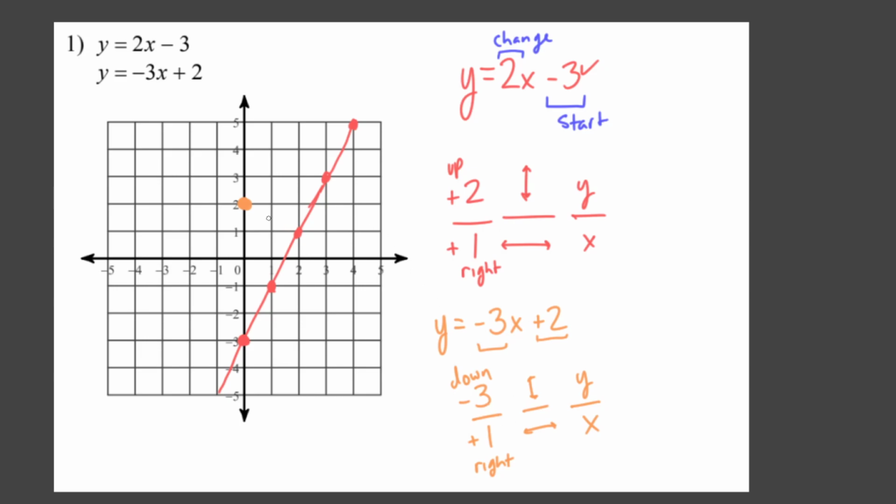Going back to my starting point, I'm going to follow that pattern. Down 3, right 1. I'm going to count down 1, 2, 3, right by 1. Down by 1, 2, 3, right by 1.